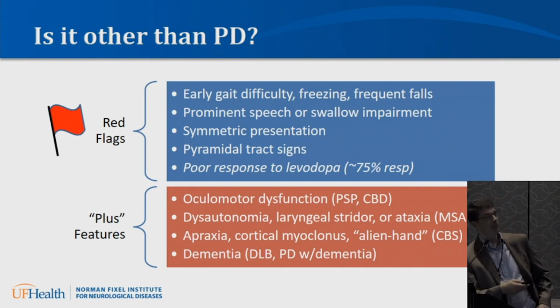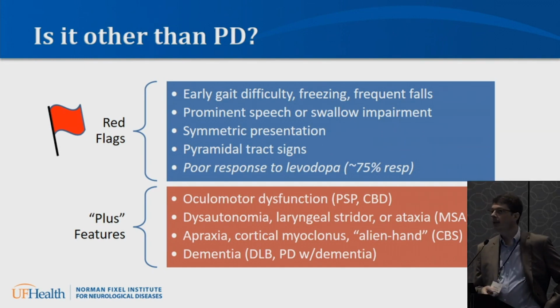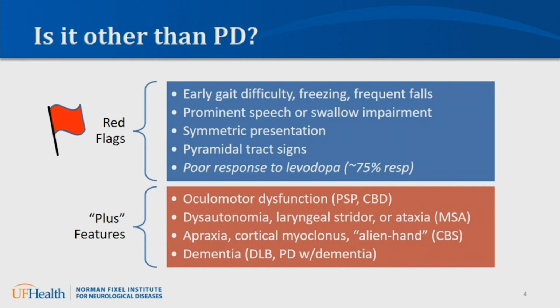Like early problems with gait and balance. Typically, Parkinson's patients actually have this shuffling, slow gait, but they don't really start falling frequently until about 5 years in disease or actually later. With MSA or atypical Parkinson's, this occurs much earlier.